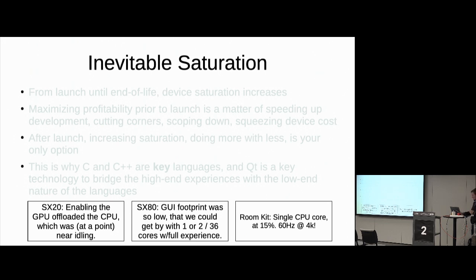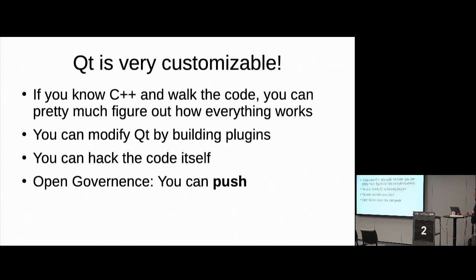Can I have time for just a very quick point? Qt is extremely customizable. You can either do it yourself or get consultants to help. Qt has consultants, KDAB has, but there's also a very friendly community that can help. You can hack the code yourself. There's also an open governance model. It's a wholly different talk, but you can actually push changes to Qt yourself, which I think is pretty awesome.